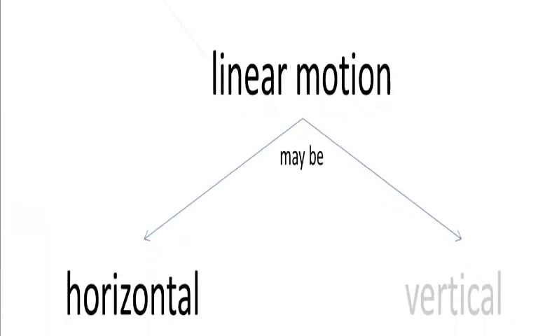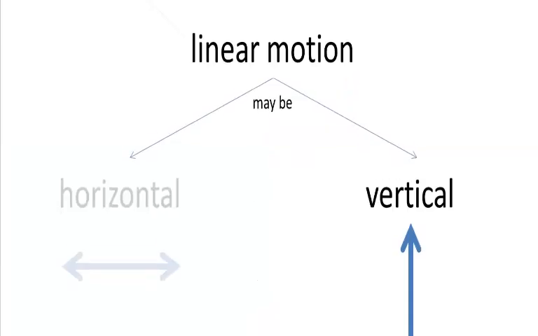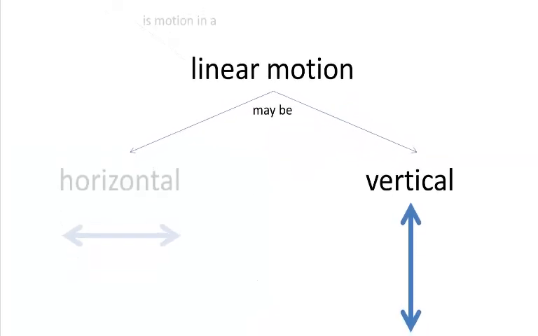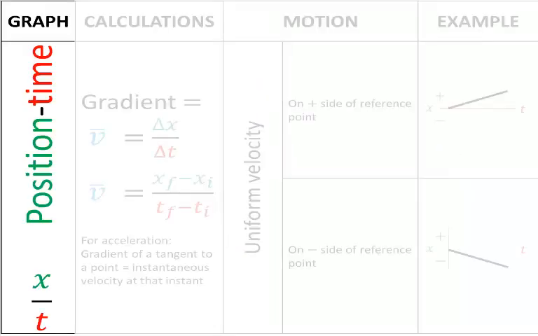If we have horizontal motion, we could choose one side, for example right, to be positive and the other side, left, to be negative. If we take vertical motion, we could choose maybe up to be positive and down to be negative. So let's look at some position time graphs. We can also call them xt graphs.